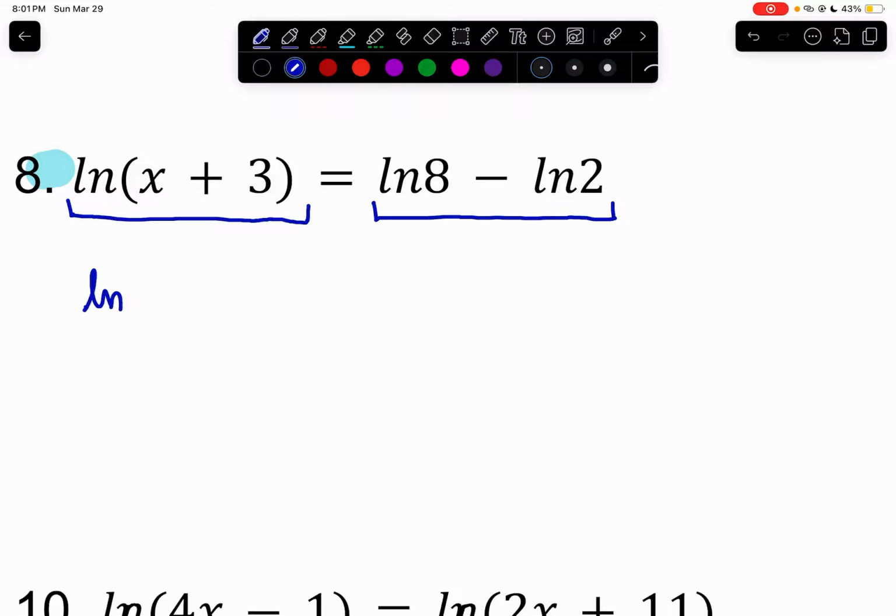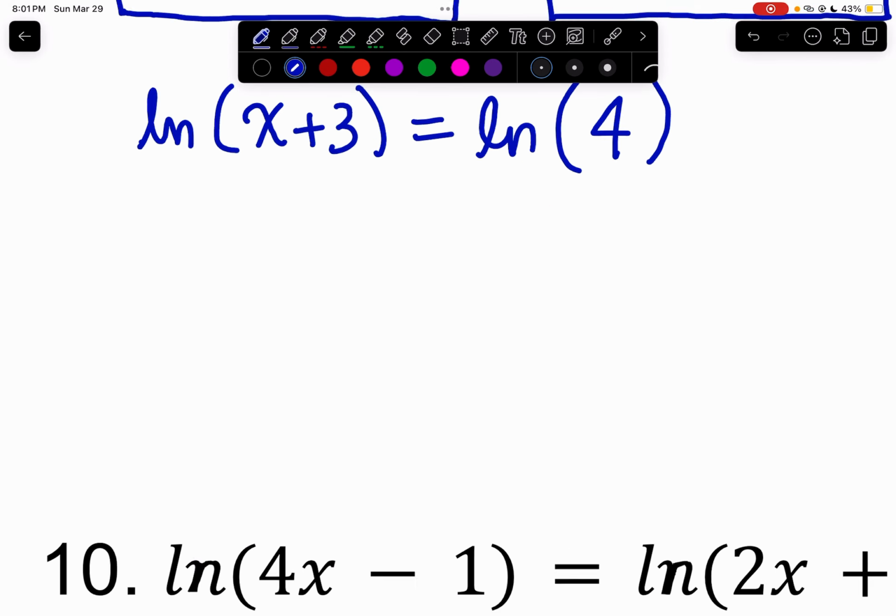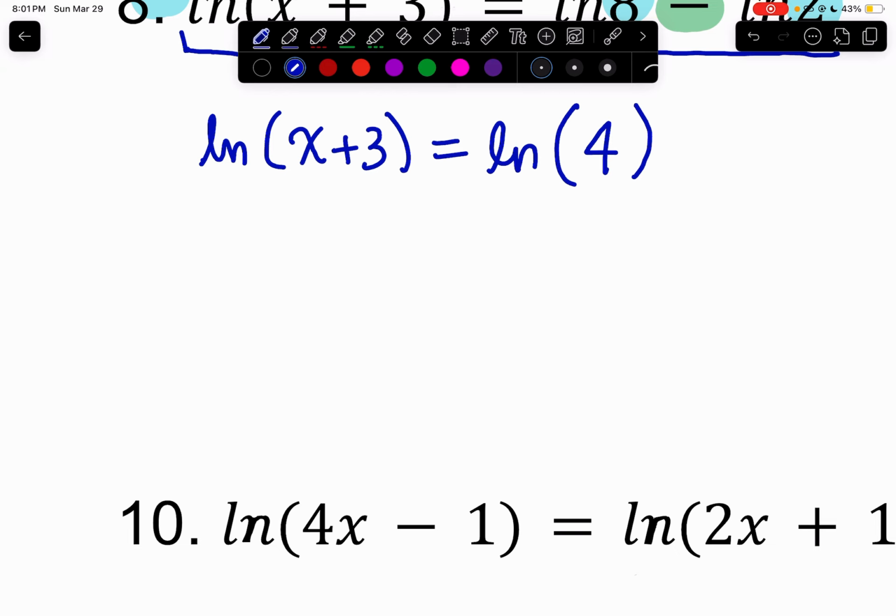So I've got natural log of (x plus 3) equals natural log of, and then I've got 8 and I've got 2. The logs are subtracting, which means that I'm taking the 8 and dividing it by the 2. Well, we know 8 divided by 2 is 4, so I'll just put 4 here. So now, I'm looking at my equation. It says natural log of (x plus 3) equals natural log of 4. Well, that means in order to make these sides match up, this x plus 3 has to equal 4.